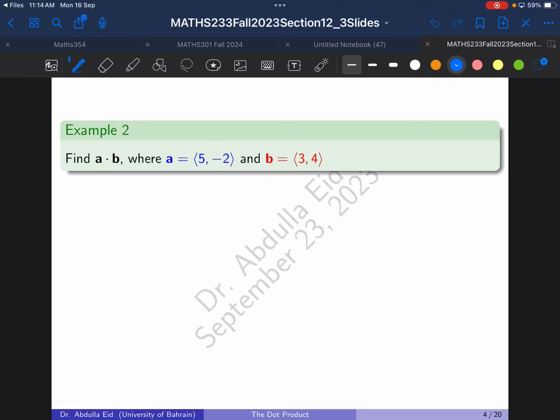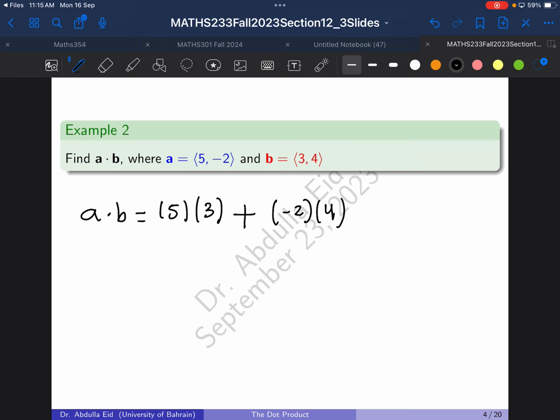We need to find the dot product between A and B. So how do we do the dot product between A and B? We do the first with the first, so we get 5 and we multiply it by 3. We do the second with the second, so negative 2 and 4, and then we add them.